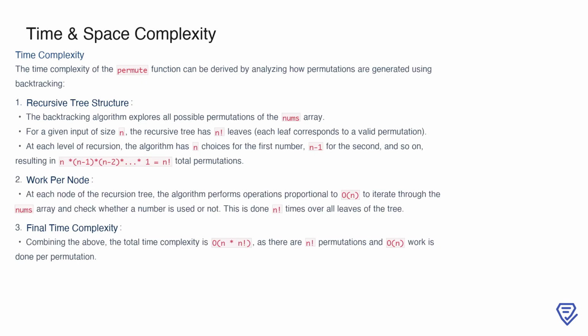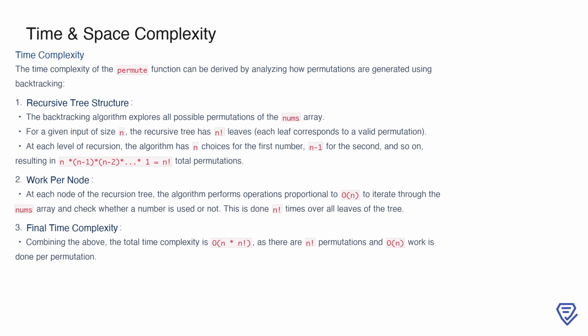The time complexity of the permute function is determined by the structure of the backtracking algorithm. First, consider the recursive tree. For an input array of size n, the algorithm generates all possible permutations, which corresponds to n! leaves in the tree. This is because there are n choices for the first position, n-1 for the second, and so on, down to 1.